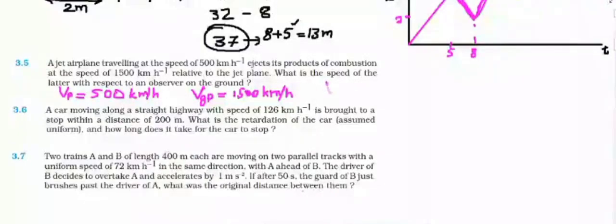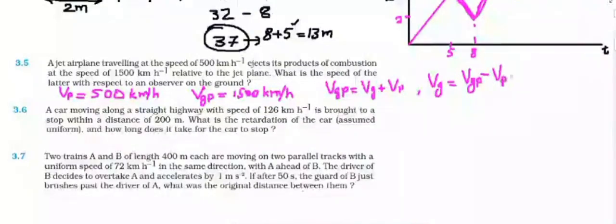Now we can have Vgp is equal to, so exhaust gas and the direction of the plane are in the opposite direction. So we can have relative velocity formula Vg plus Vp. From there you can calculate the value of Vg. Vg is equal to Vgp minus Vp. And substitute the value of Vgp and Vp, you will get the answer.